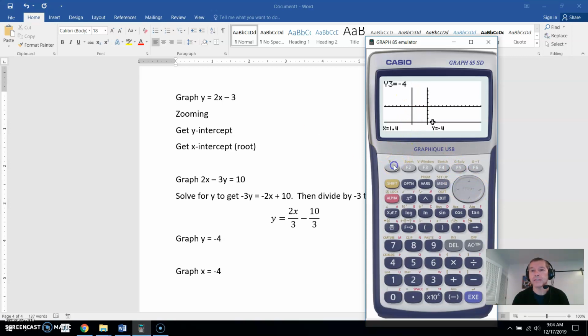Let me see if I can trace it. Now I'm on this line, the horizontal line. If I arrow up, I can get to a different graph. I don't think I can trace along that line, but there's the line. X equals -4 is a vertical line at x equals -4 on the x-axis, going up and down right there. So I'll stop that video right there.